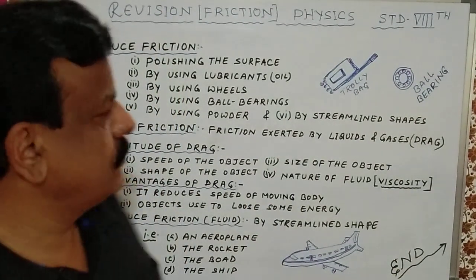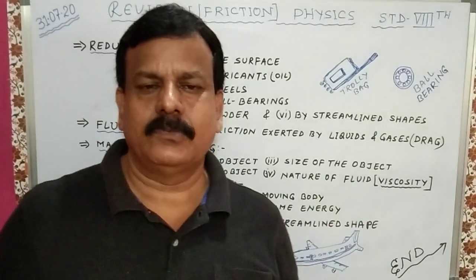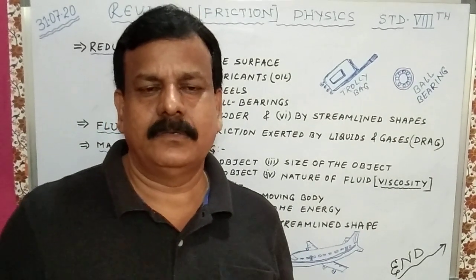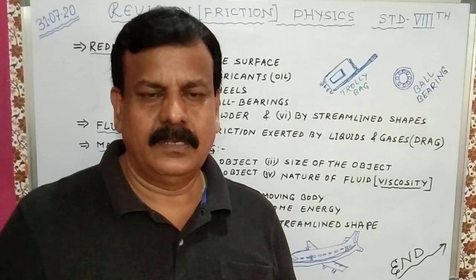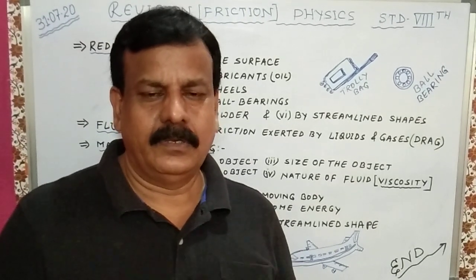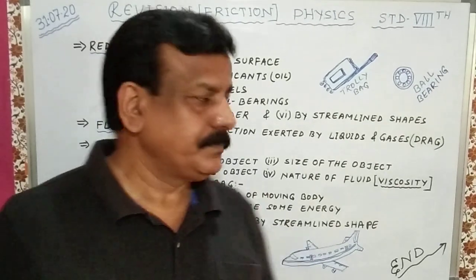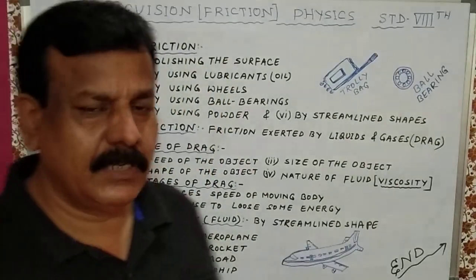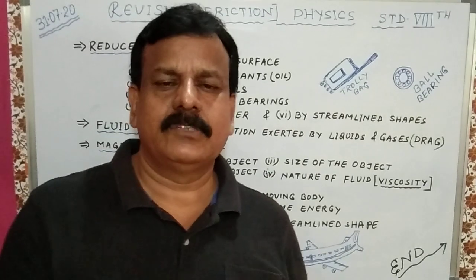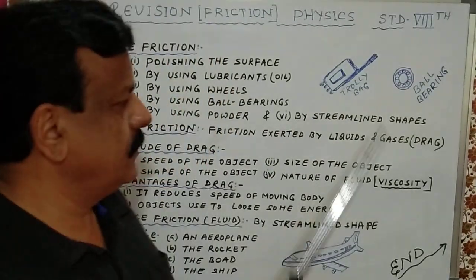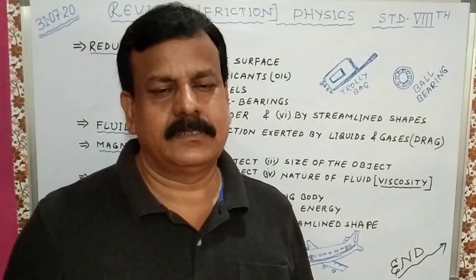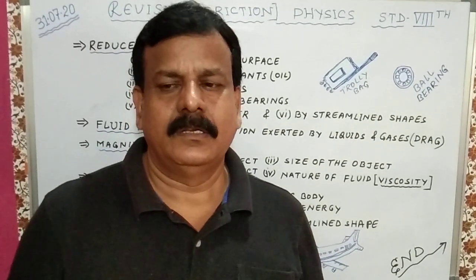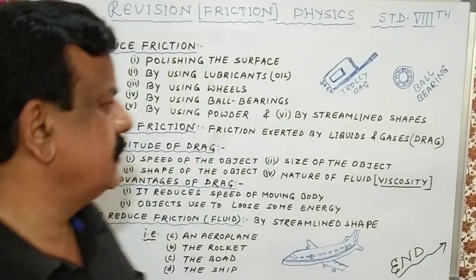Number 2, by using lubricants. Lubricants means oil, engine oil. You have seen in machines, engine oils are put to reduce the friction. Number 3, by using wheels. By using wheels we can reduce the friction. You have seen trolley bags, there are wheels, it moves on wheels, so it's rolling friction, which reduces the friction.